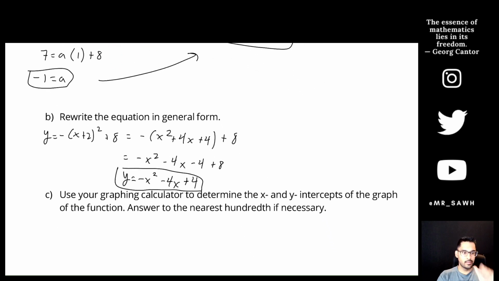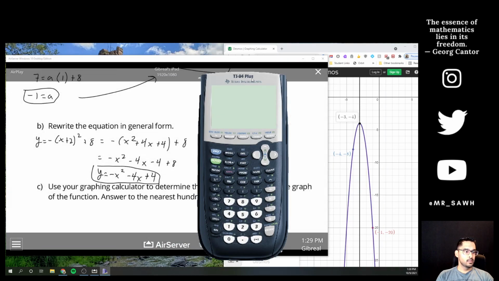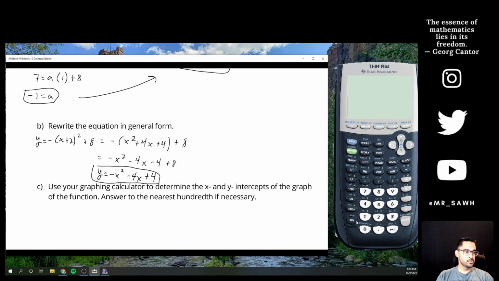Use your graphing calculator to find out what those intercepts are going to be. Okay, so if I use my graphing calculator here to use my zero feature, if I graph this, let's clear those out of here. So negative x squared minus 4x plus 4, graph. So there it is. So I know I have two x-intercepts. Second trace, zero. Move your cursor around.